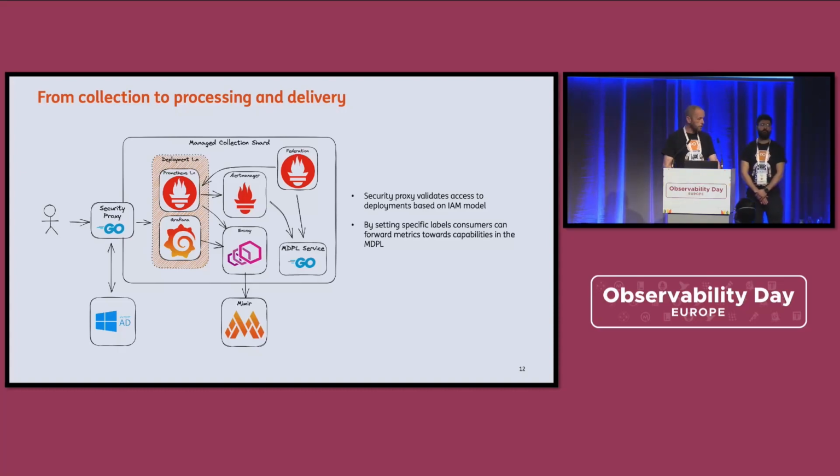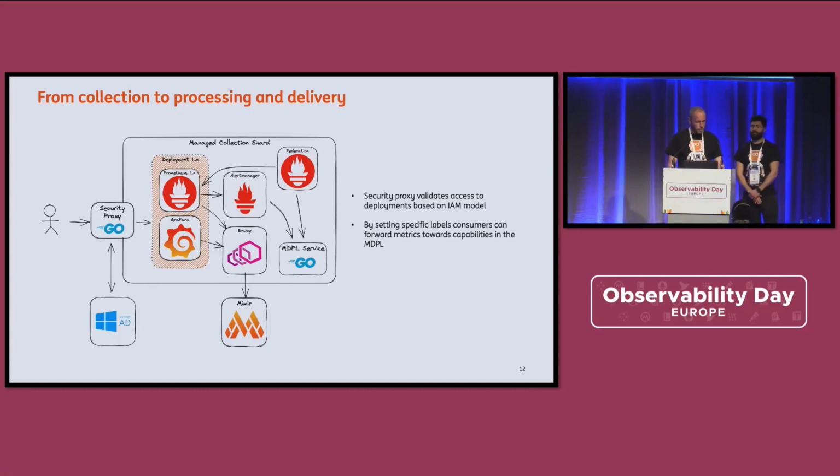Then we have a shared alert manager. And that alert manager will forward the alerts that it receives to an also custom built service. That's the MDPL service, as we like to call it. And this service basically has a webhook that understands the Prometheus alert manager payload, and we use that to forward the alert.